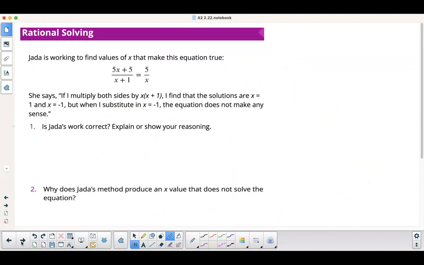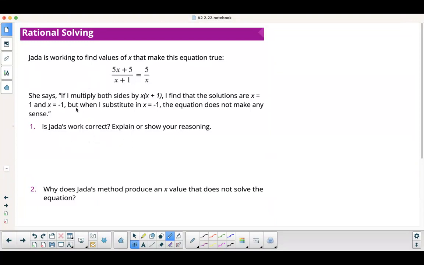Okay. So Jada's working to find values of x to make this equation true. She says, if I multiply both sides by x times x plus 1, that would be your common denominator there, I find that the solutions are x equals 1 and negative 1. But when I substitute negative 1, the equation does not make any sense. Is Jada's work correct? Show or explain your reasoning.